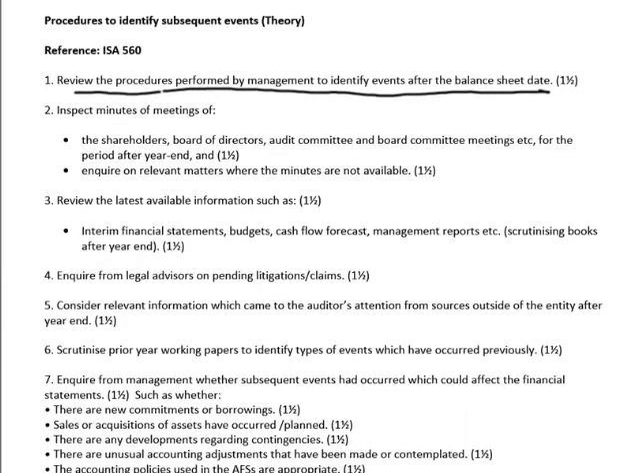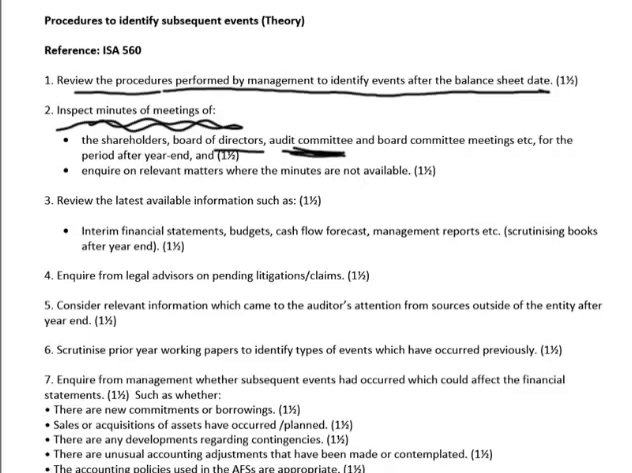A very good place to look is actually the minutes. Remember, directors sit in meetings and everything they talk about in those meetings gets documented. If there was anything material, they would discuss it at that meeting and it would be minuted, and we could review those minutes. It would be a great place to start and see if there's anything we should identify. So we could inspect minutes of the shareholders' meetings, board of directors meetings, audit committee, which is a good one, board committee meetings, etc. for the period after year end. So go get that minute book from the 31st of December or 1st of January onwards, if 31st of December is your year end.